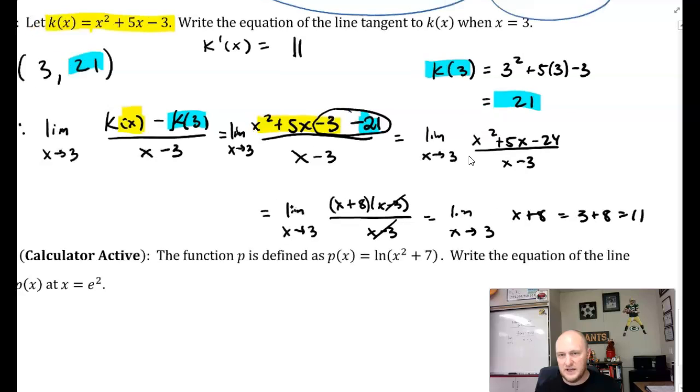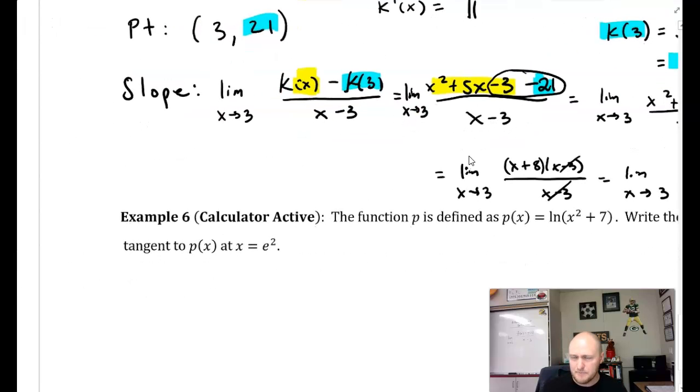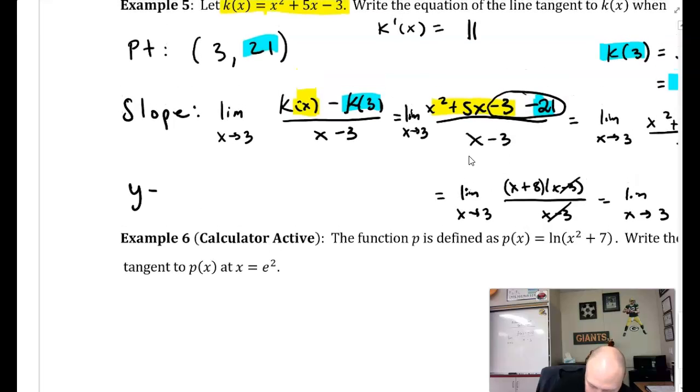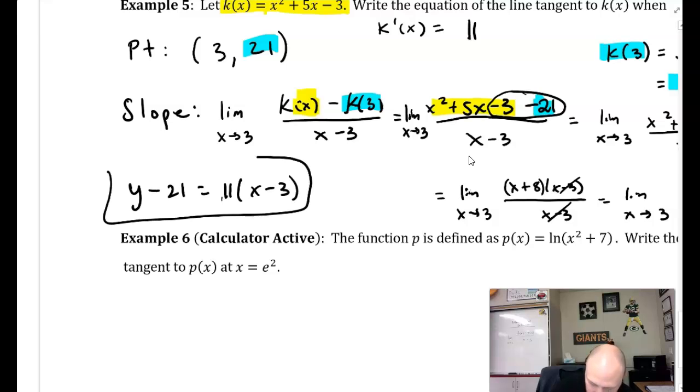Whew! Man, crazy. Okay, so I have my point, I have my slope. y minus 21 is equal to 11 times x minus 3. There you go. There you have it.